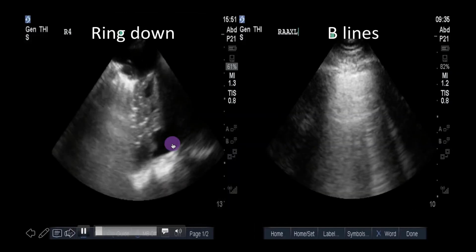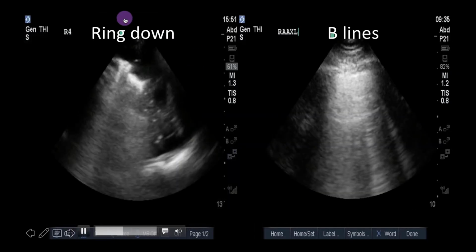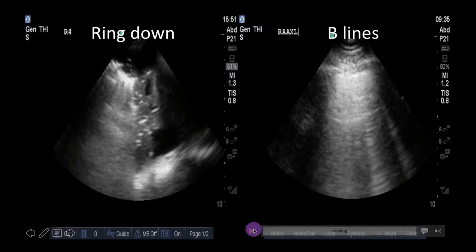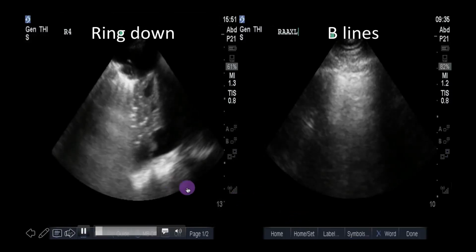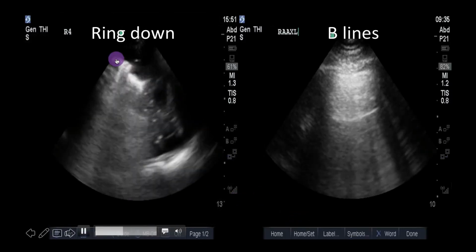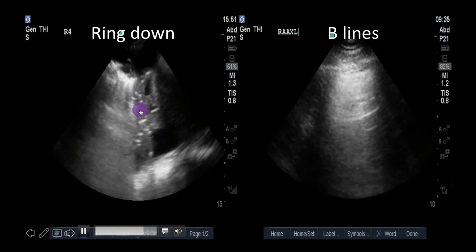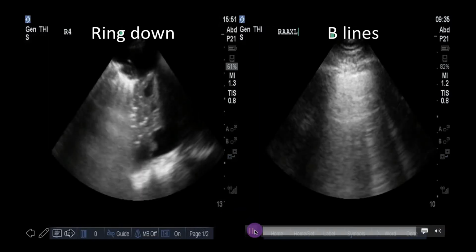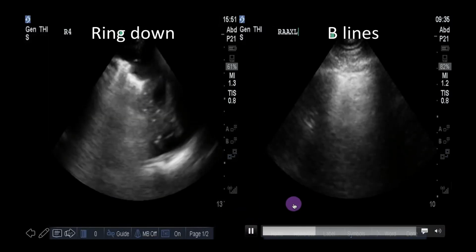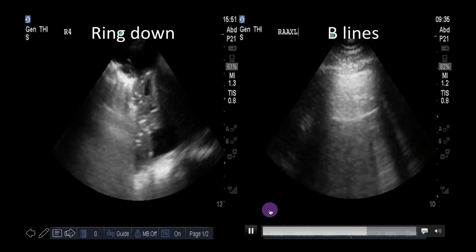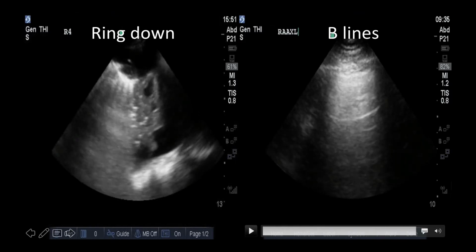Here is ring down artifact and B lines side by side. Notice how ring down artifact doesn't begin at the pleura and how it isn't as well defined as B lines that are on the right of the screen. We'll talk more about these in our next module as well.